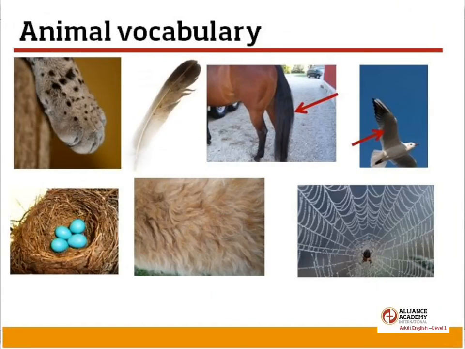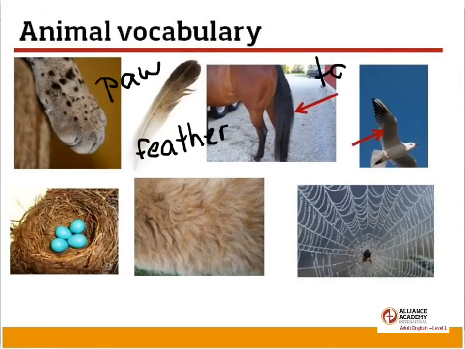Let's look at some important animal vocabulary right now. We'll be talking about the foot of an animal is called a paw. Birds have what we call feathers. Animals have a tail. A bird has a wing, and also their mouth is called the beak. So I'll write that there.